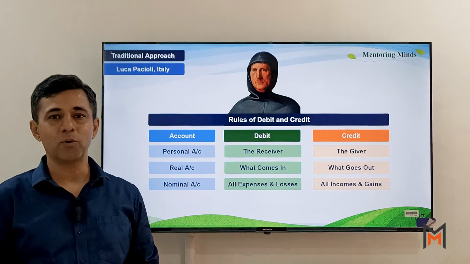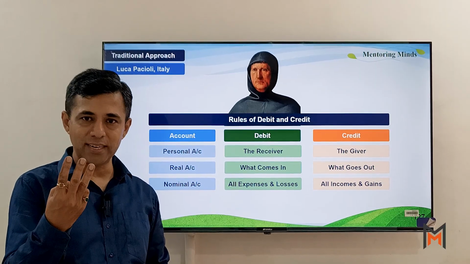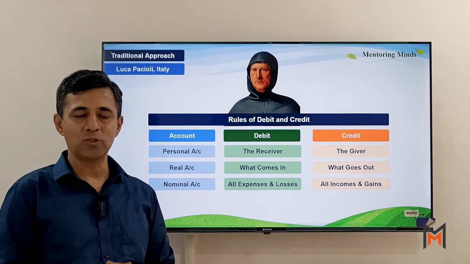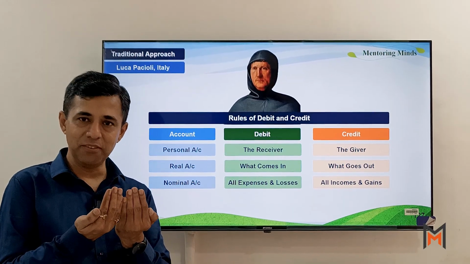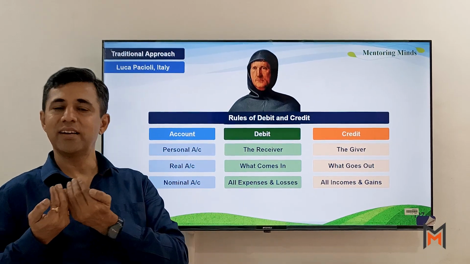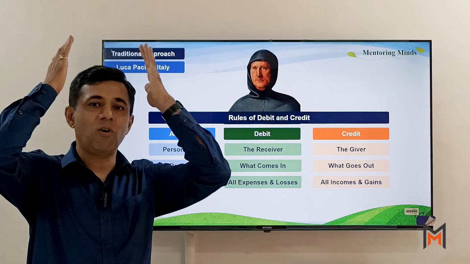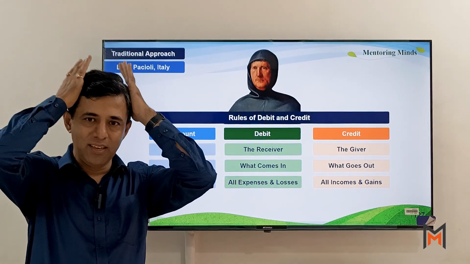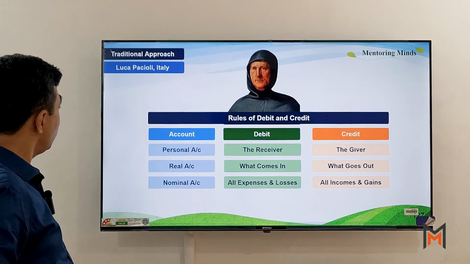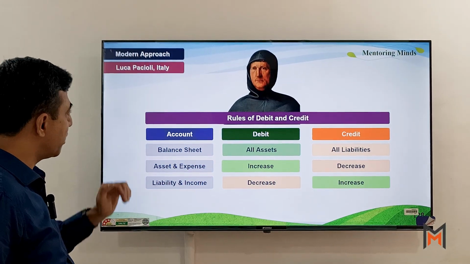As per traditional approach, accounts are classified into three categories, that is personal, real and nominal. We are also aware with the rule, debit the receiver, credit the giver. Debit what comes in, credit what goes out. Debit all expenses and losses, credit all incomes and gains. While there is also one more approach called as modern approach.